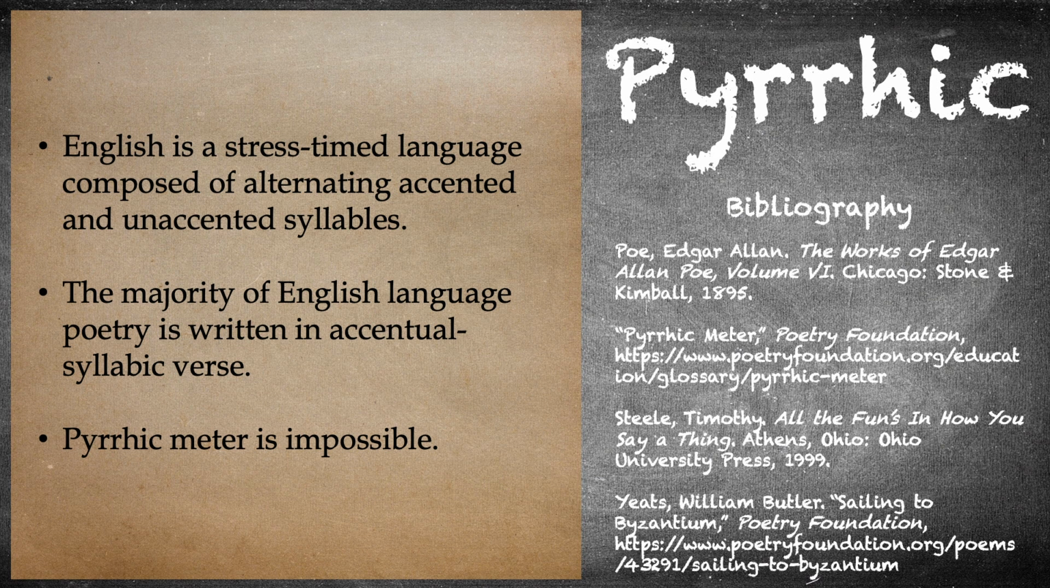The first thing to understand is that the English language is a stress-timed language. This means that when we speak English, the syllables in any given sentence will alternate between accented and unaccented syllables. This is also why the majority of English poetry is written in what we call accentual syllabic verse. That is, poetry that is measured by the number of accented and unaccented syllables. So, given that English is stress-timed, it follows then that it is impossible to write a poem composed entirely in Pyrrhics. An accented syllable is bound to show up somewhere.